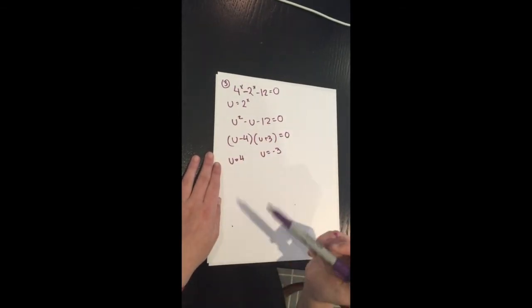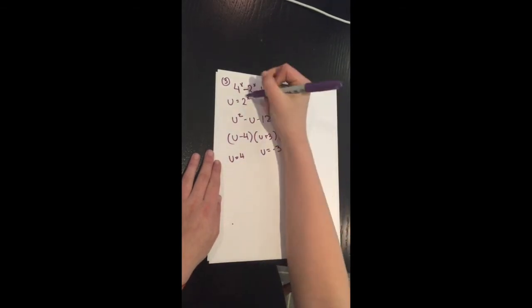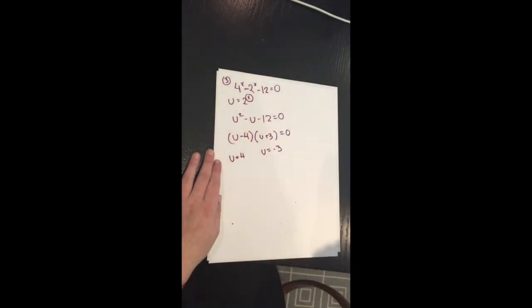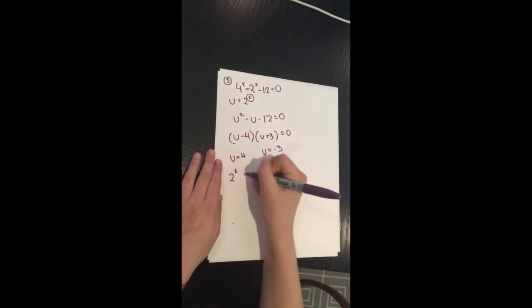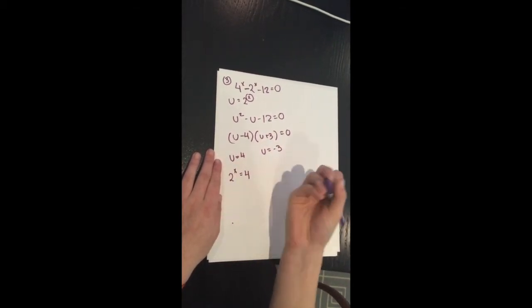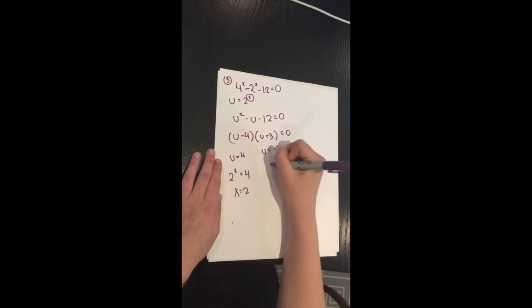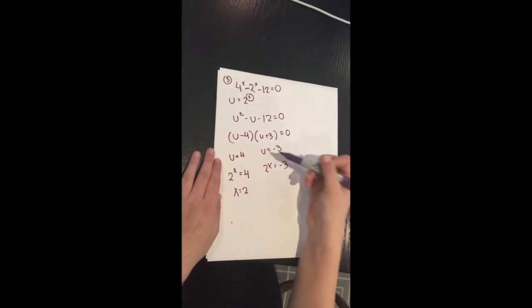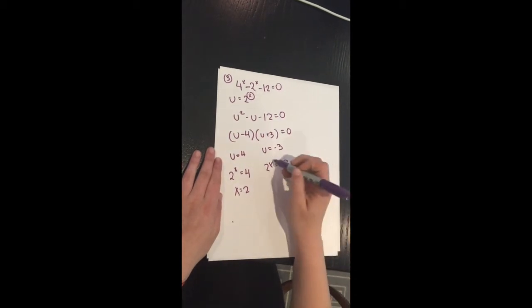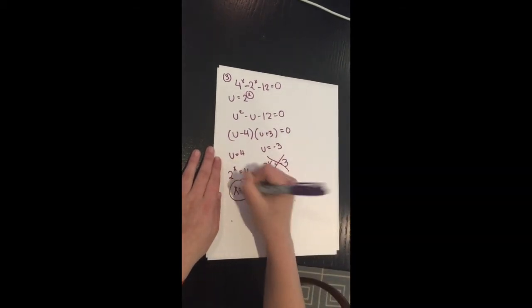But you only solved for u. This isn't the same thing as solving for x. So what you have to do is plug it back in to the equation 2 to the x equals u. So 2 to the x equals 4. That works. x equals 2. 2 to the x equals negative 3. That doesn't work. No exponent will ever give you a negative answer. So that doesn't work, and your answer is x equals 2.